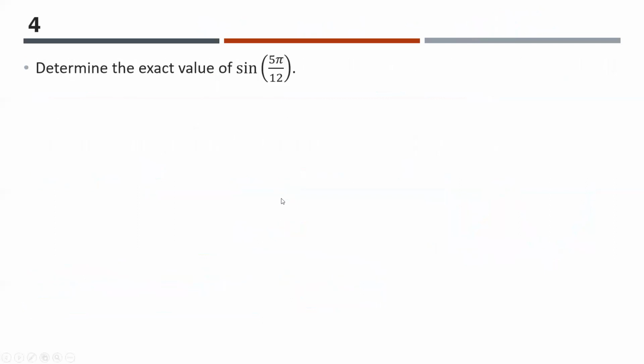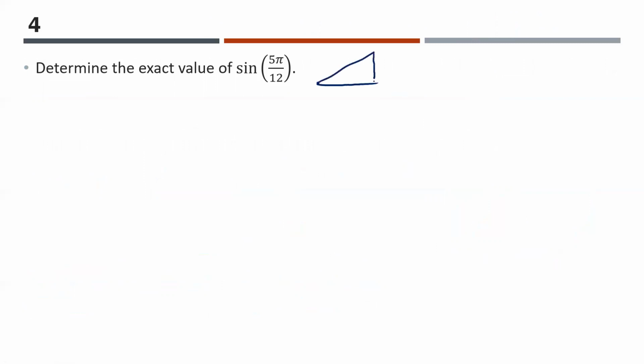Question 4, this is getting into the chapter 6 questions. Determine the exact value of sine 5 pi over 12. Pause the video here, give this one a try. All right, so I'll go over this one now. This is one of those questions where you have to take advantage of what you know about special triangles. I'm going to go through this one really quick.